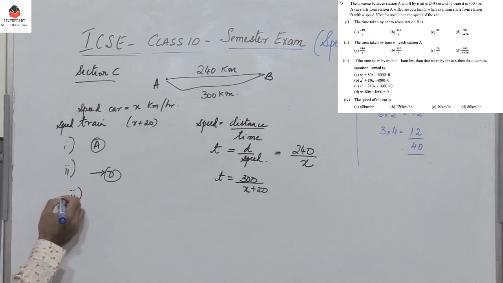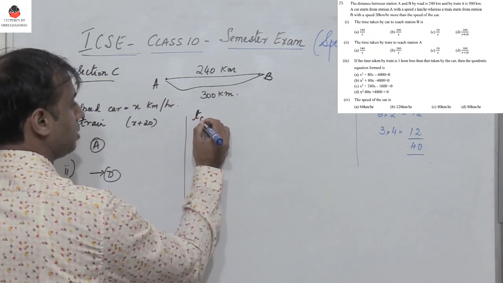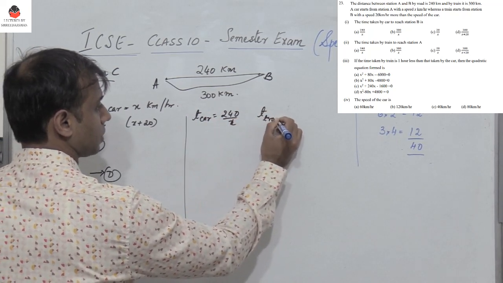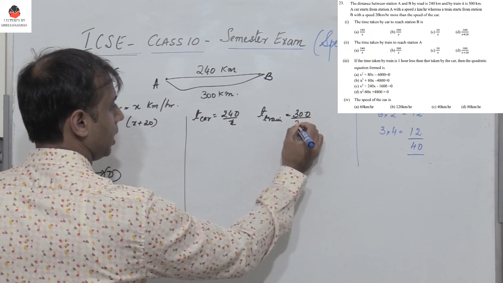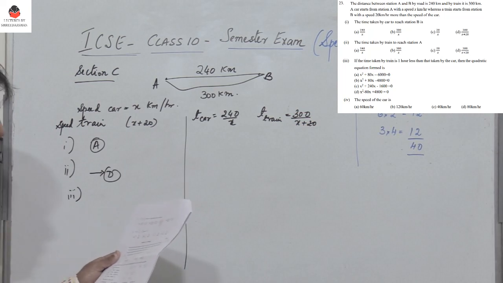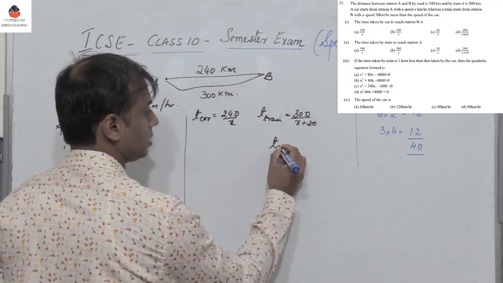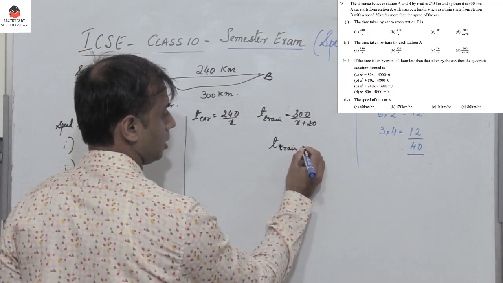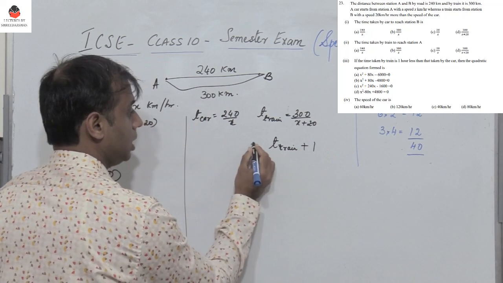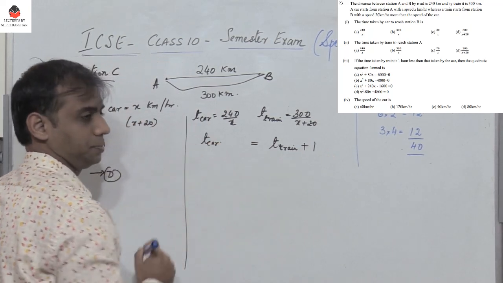3, if the time taken by the train is 1 hour less than the time taken by the car, then the quadratic equation is. Now the time taken by the car is 240 by x. The time taken by the train is 300 divided by x plus 20. Now it's been given that the time taken by the train is 1 hour less. So the train takes 1 hour less than the car. So if I add 1 hour to the time taken by the train, then it would be equal to the time taken by the car, right?